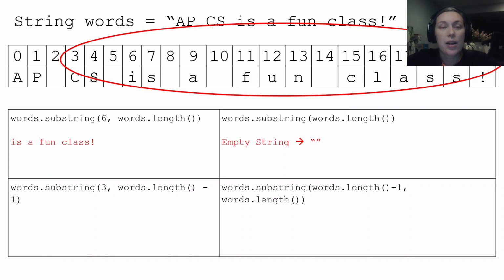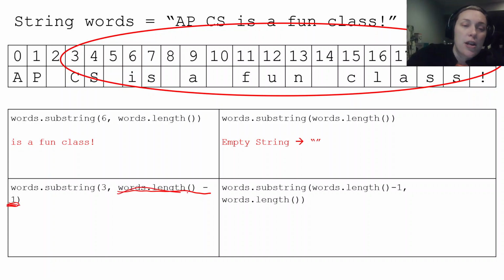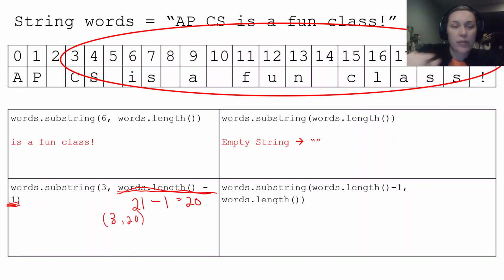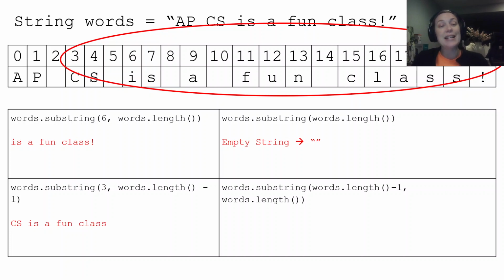This next one, 3 comma words.length minus 1. So it's almost like a little expression in here. So words.length is 21, and then we have minus 1, which is 20. So that little expression in there gets figured out. And then I have substring 3 comma 20. Now 3 comma 20 starts at 3, goes up to but not including 20. So CS is a fun class is what gets returned. That exclamation mark gets chopped off.